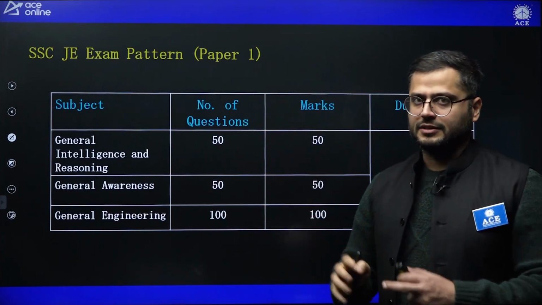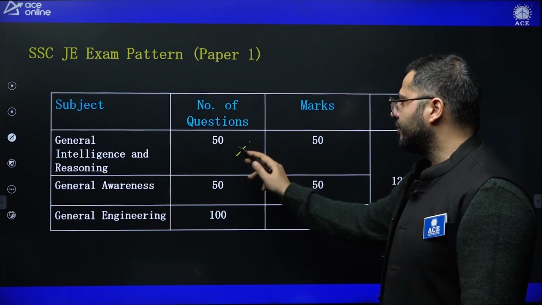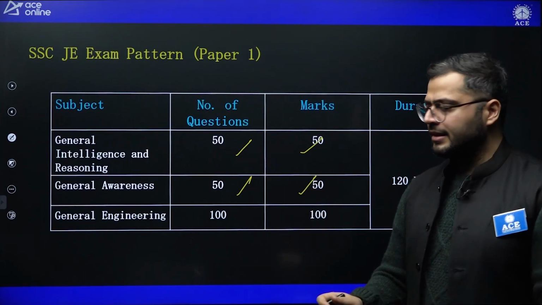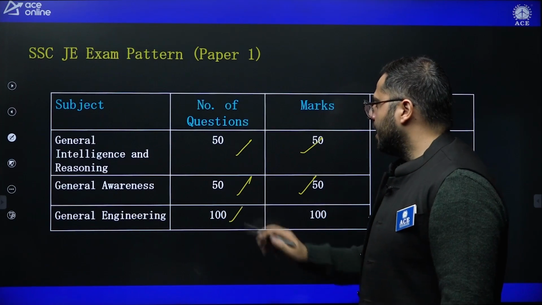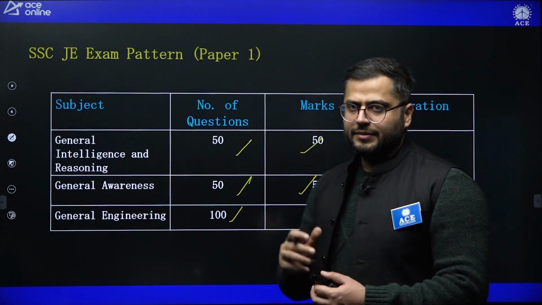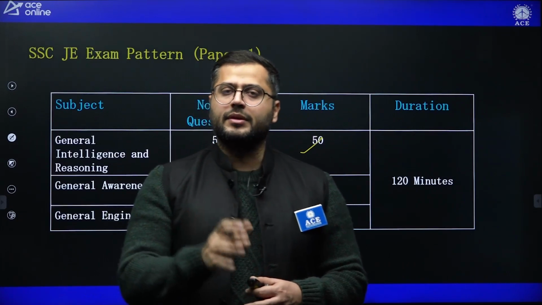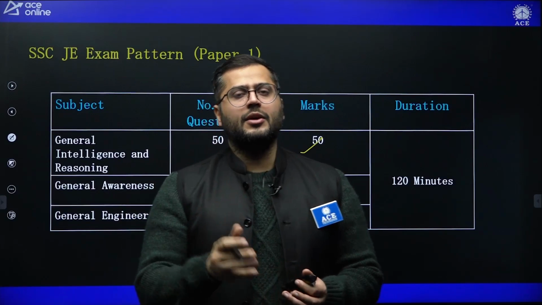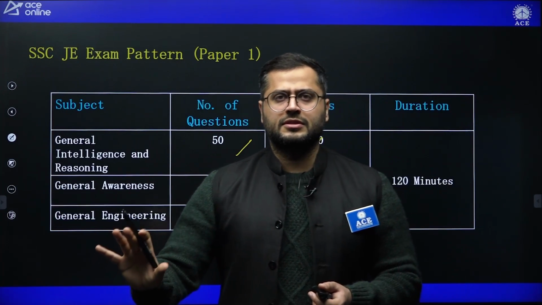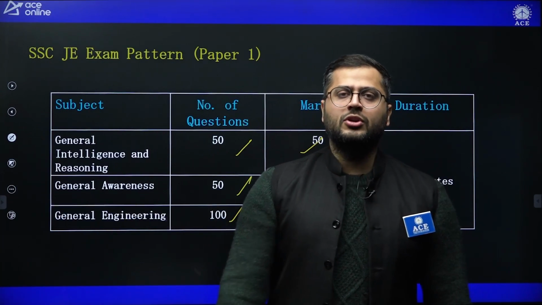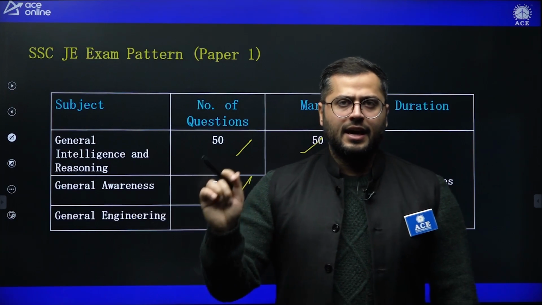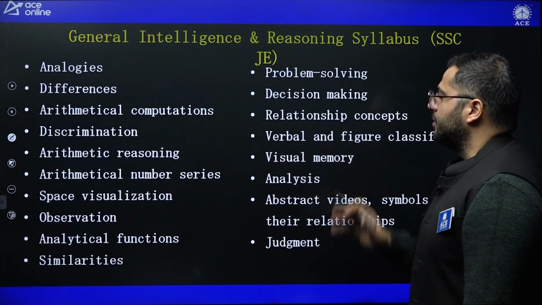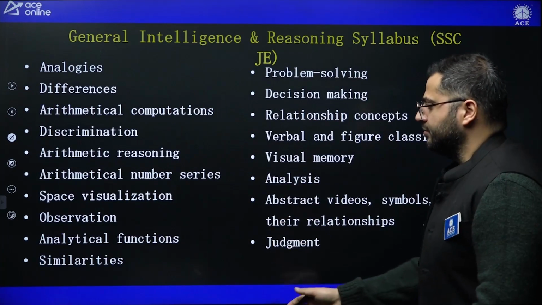So there are a total of 3 sections in the SSC JE Paper 1 pattern. General intelligence and reasoning, 50 questions, 50 marks. General awareness, 50 questions, 50 marks. General engineering, that is your technical syllabus, will be 100 questions, 100 marks. So civil engineering questions will be asked in Paper 1. But in RRB JE CBT 1, civil engineering questions or any technical questions are not asked. Only the common topics for each engineering branch are asked in RRB JE CBT 1.